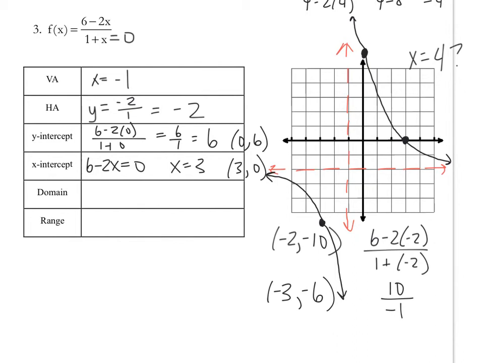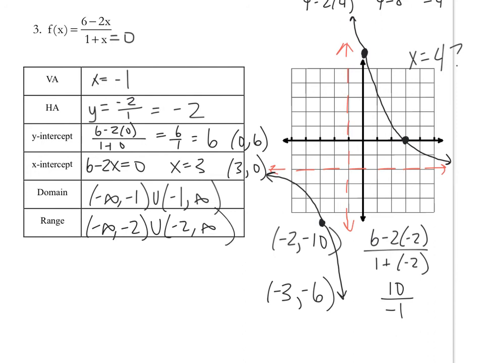Let's do domain and range real quick. The domain is every single x value except for, it goes left forever and right forever, except it doesn't go through -1. So -infinity to -1 with a parenthesis because it doesn't go through it, -1 to +infinity. The range is all the y values except for this one right here, -2. So -infinity to -2, -2 to infinity.